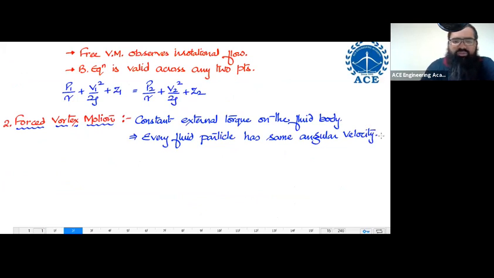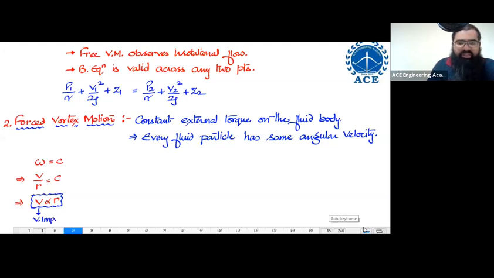So in the case of forced vortex motion, every fluid particle is going to have the same angular velocity. If it is having the same angular velocity, I can say the value of omega has become equal to constant, which implies omega, which is V upon R, has become equal to constant, which implies velocity is directly proportional to R. So in the case of forced vortex motion, velocity is directly proportional to R. This again is very important. Velocity is directly proportional to R.